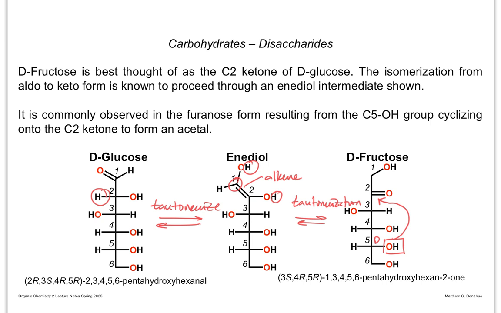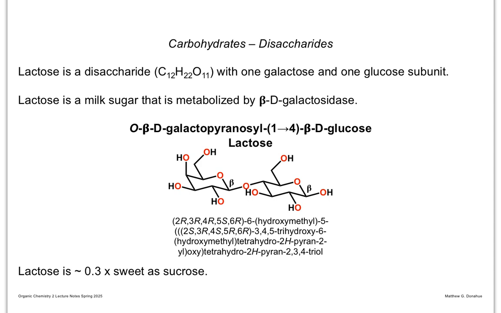So those type of isomerizations are important in biochemistry, where you're basically moving the carbonyl group up and down the carbon backbone. And it therefore allows you to form different ring sizes. So that was table sugar, again, a molecule of glucose with a molecule of fructose.